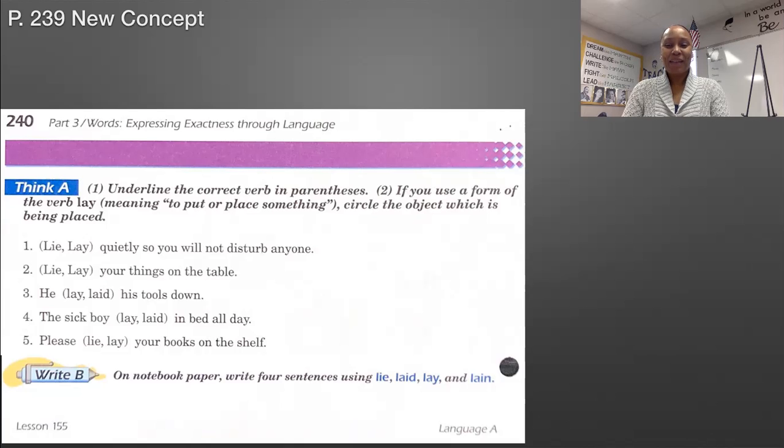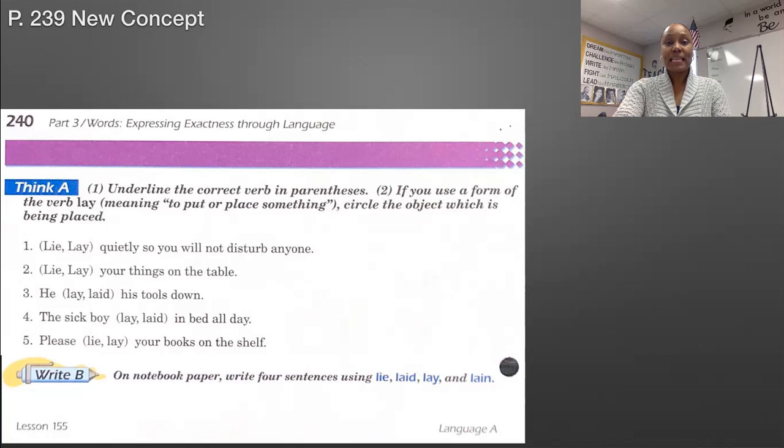Excellent. What I would like for you to do is continue those exercises on your own and simply ask yourself, is this requiring rest in a reclining position or placing or putting something down? And that will make the difference between the two. Remember again, there's always an object that accompanies the verb laid because it requires putting or placing something down. Very good.